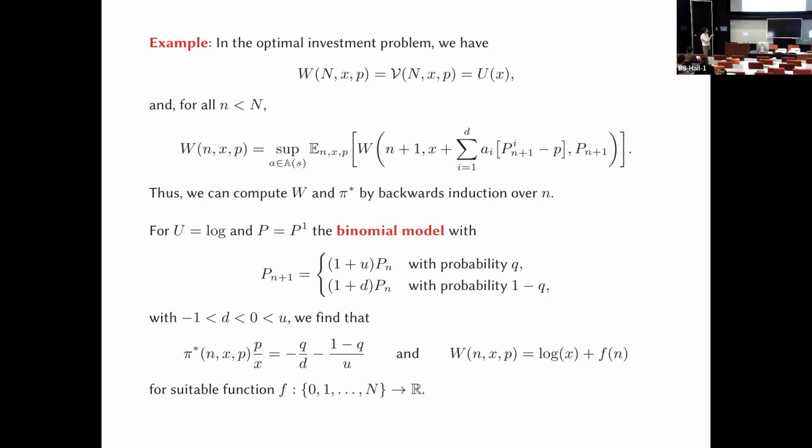This has a very nice interpretation, because what you see on the left-hand side, pi star, is the number of shares that we hold. If we multiply that by the price, that's the wealth we have invested in our risky asset. And if we divide that by our current wealth, that's the fraction of wealth we have invested in the risky asset. And that is kept constant. The constant fraction of our wealth we invest in the risky asset, and then it's solved. We will see a plot in a second.